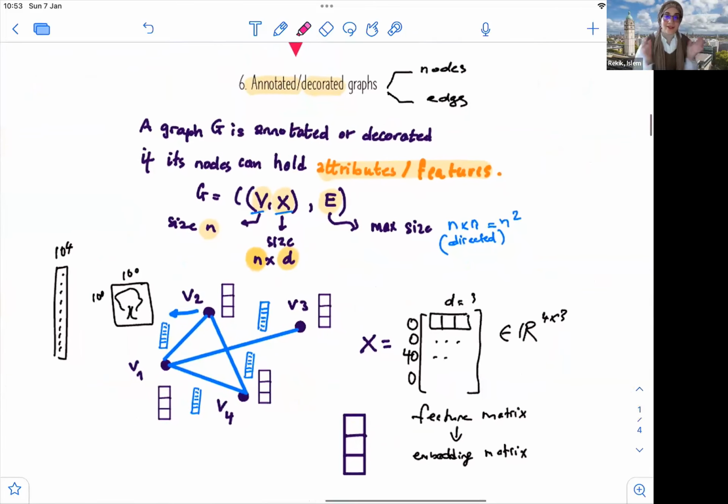Without assigning features to graphs, we will see that it becomes so hard to perform deep learning. So annotated graphs are vital for deep learning. Okay, cool.